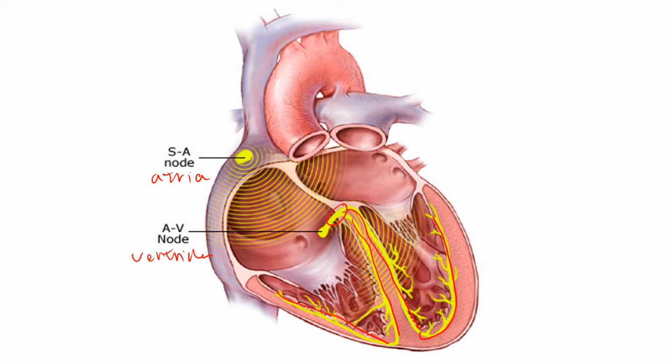So the SA node promotes the contraction of the atria, while the AV node controls the contraction of the ventricles. This is a relay mechanism. The whole cycle that produces one heartbeat is approximately 0.8 seconds. Okay, that is the length of one cardiac cycle, and that equals our pace, which is 75 beats per minute.